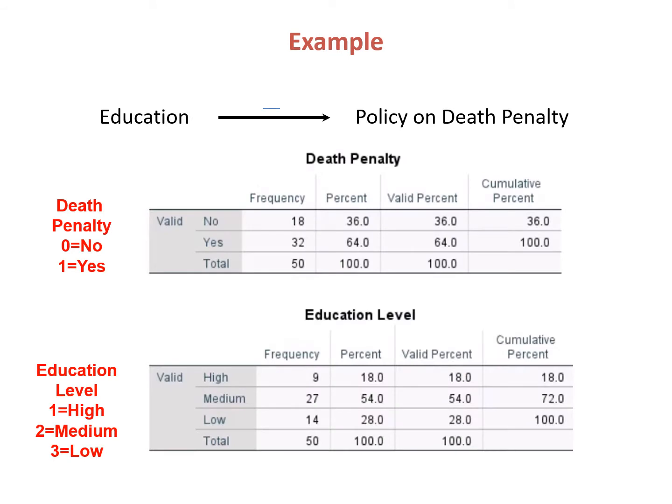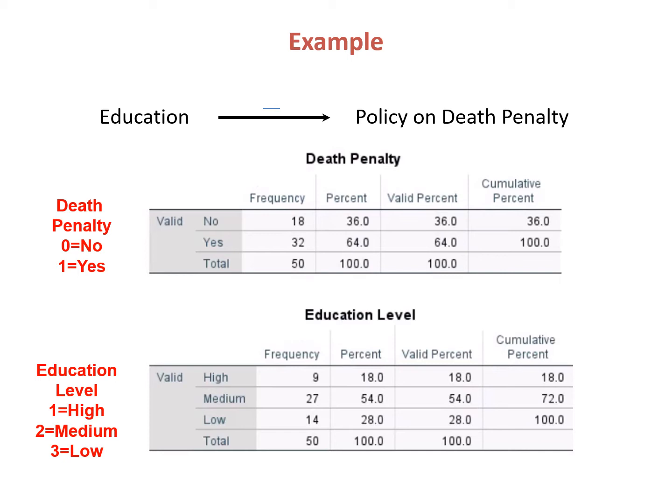As an example today, we're going to look at state-level data, and we're going to look at a hypothesis that relates education and policy on the death penalty. In particular, we are going to claim that as the educational level of the residents of a state goes up, the likelihood that the state will have the death penalty goes down. So the claim here is that as people get more educated, they become more enlightened and are more likely to think that the death penalty is cruel, and therefore they don't implement it.